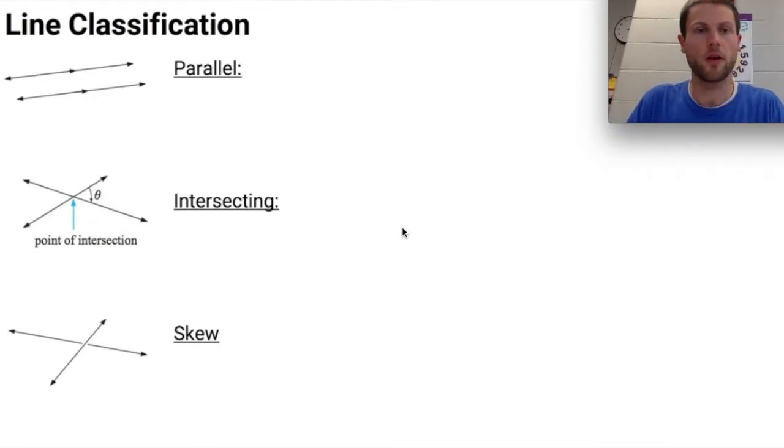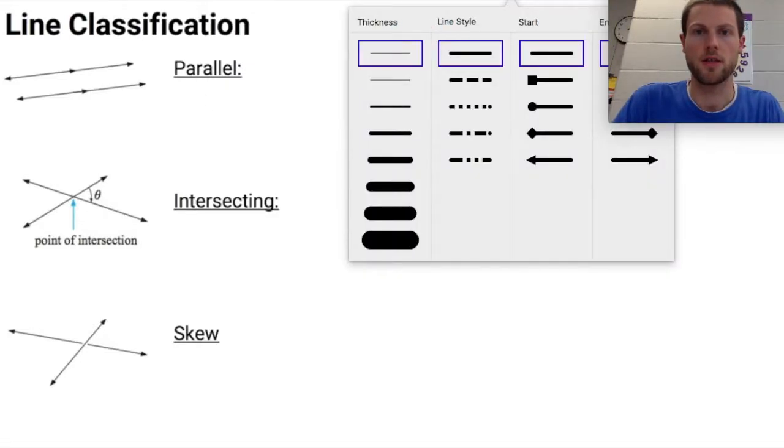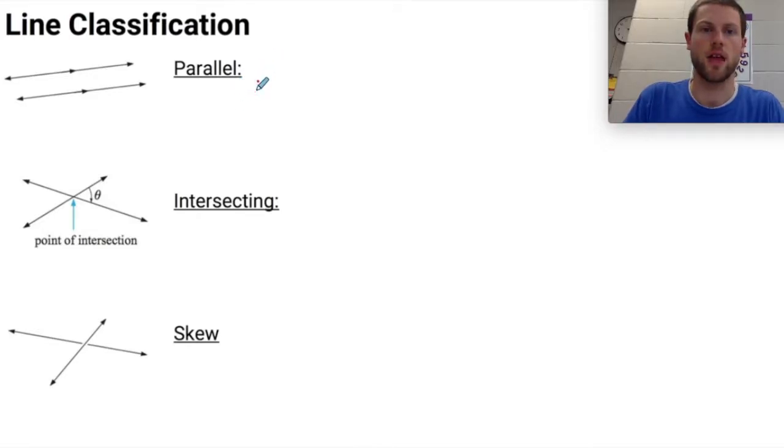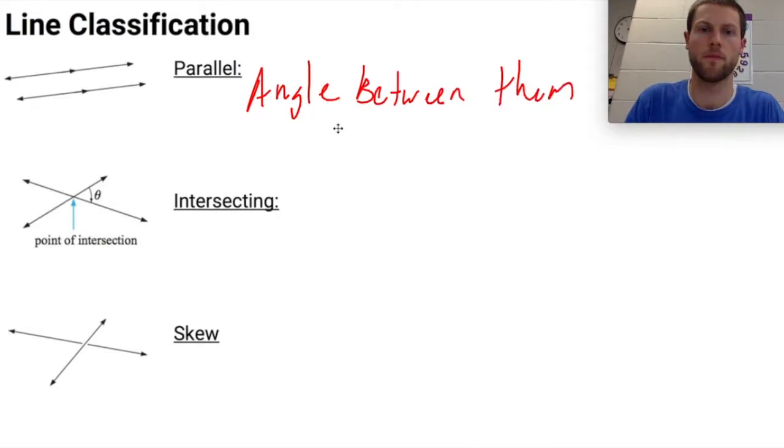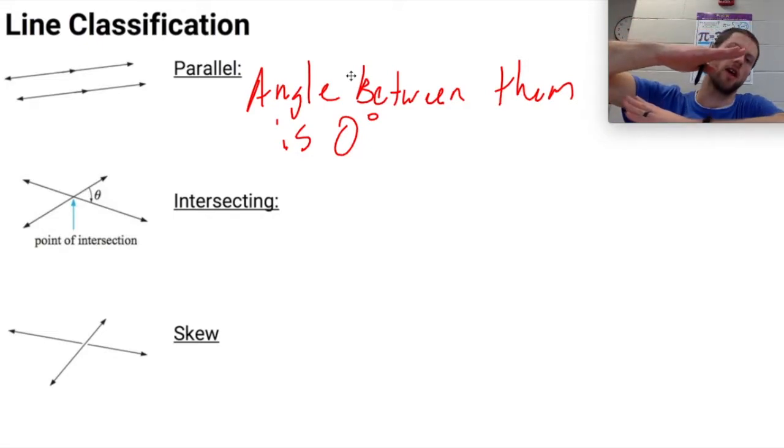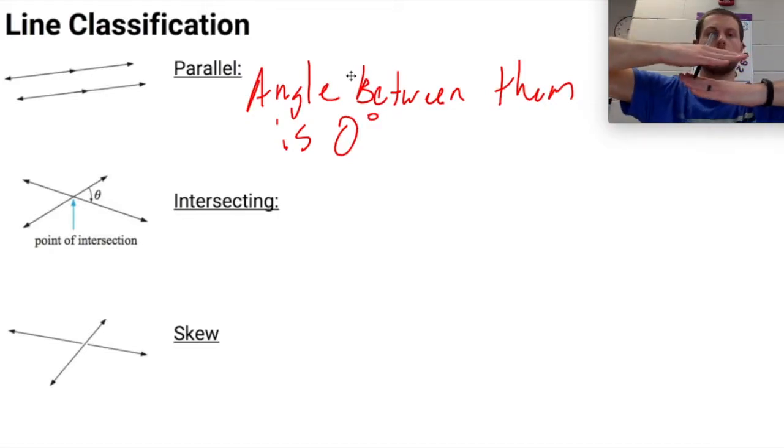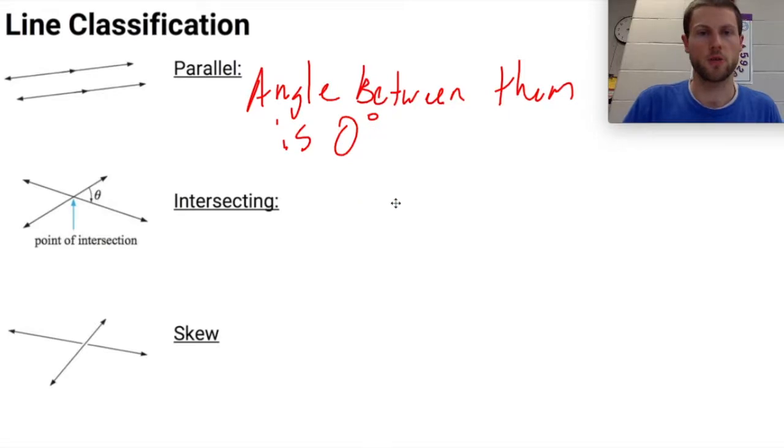Right off the bat, if we're talking about parallel lines, this is just like parallel lines that you've seen before. And what we say as our classic definition of parallel lines is that the angle between them is 0 degrees. If I have two parallel lines, they have no point of intersection, and the angle that they make is 0 because this follows the same direction as this one. So the angle between them is 0, and there's no intersection.